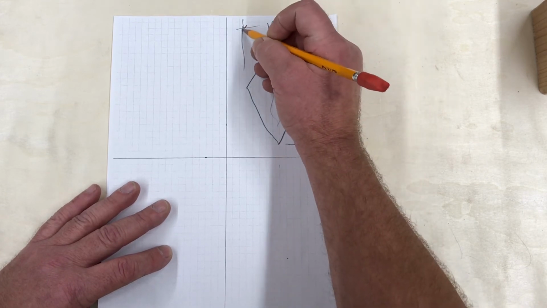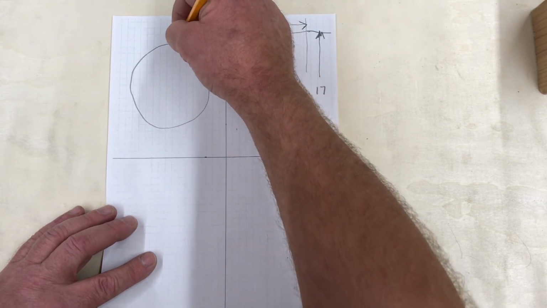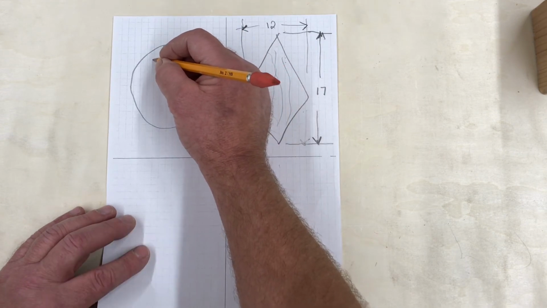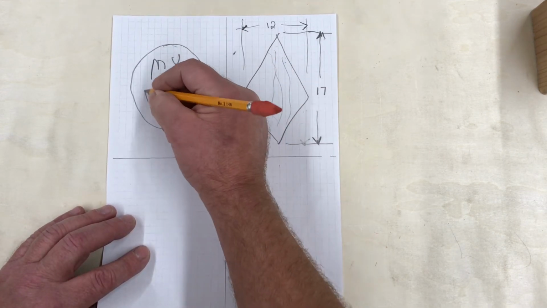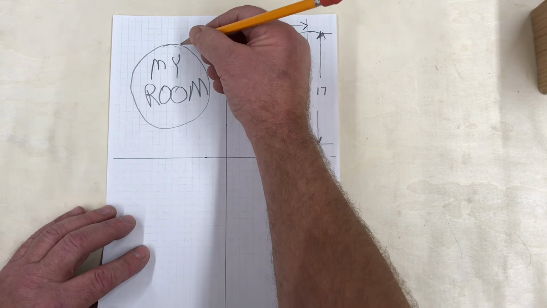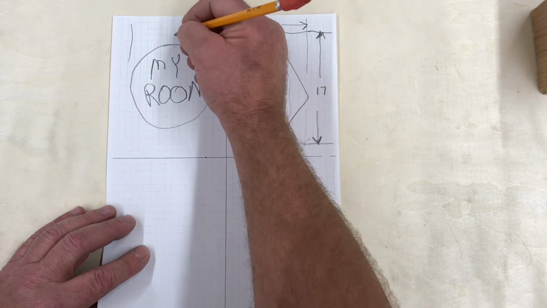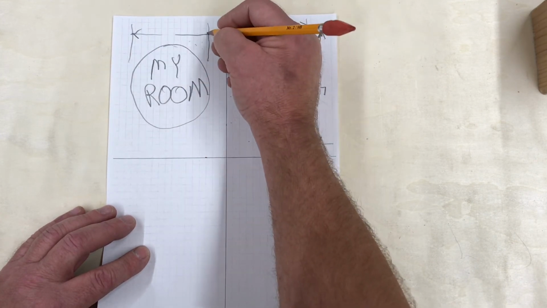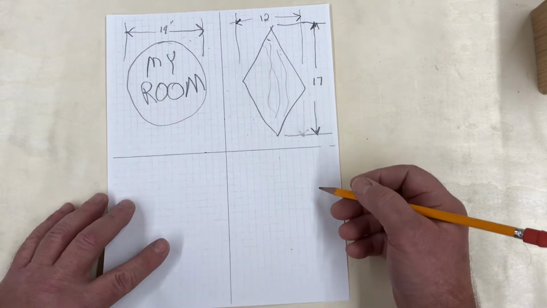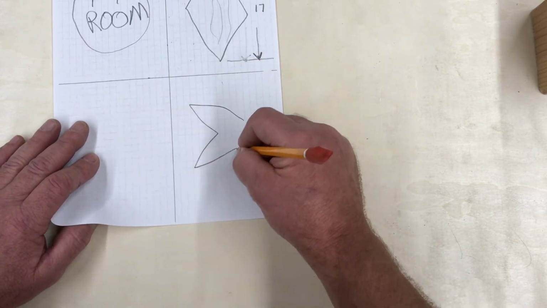So you have to come up with a design for this one. Maybe a basketball. I just want to make something like that. Maybe I want to make a sign that says my room. You could do something like that. Now, if you have a complete circle, we only need the one measurement, because the circle is the same all the way around. So I'll go 14 inches. Maybe you want to make a star.